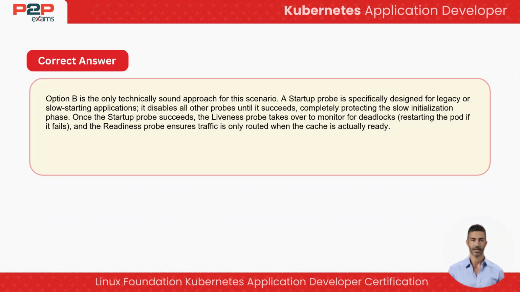Option B is the only technically sound approach for this scenario. A startup probe is specifically designed for legacy or slow starting applications. It disables all other probes until it succeeds, completely protecting the slow initialization phase. Once the startup probe succeeds, the liveness probe takes over to monitor for deadlocks, restarting the pod if it fails, and the readiness probe ensures traffic is only routed when the cache is actually ready.